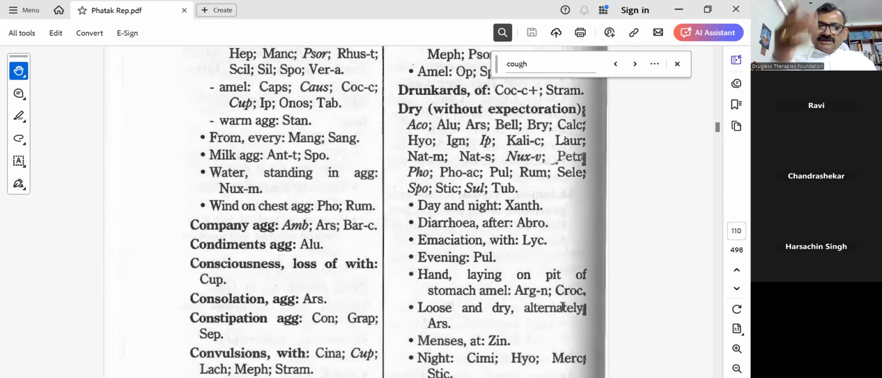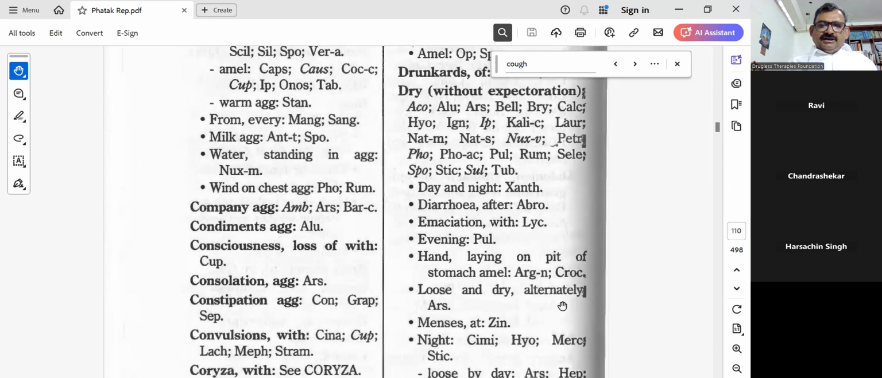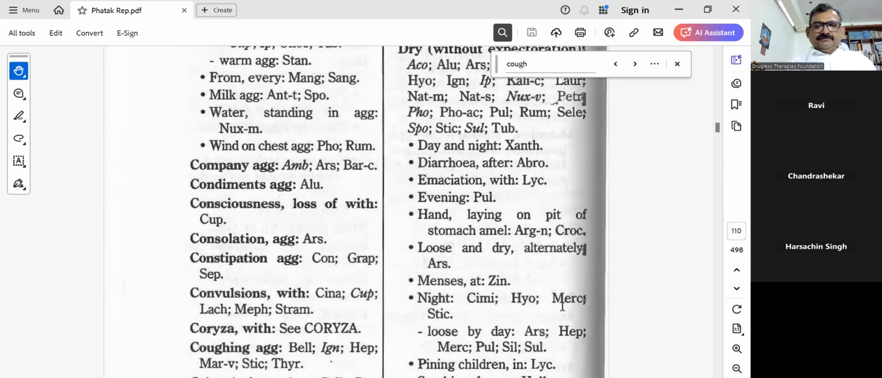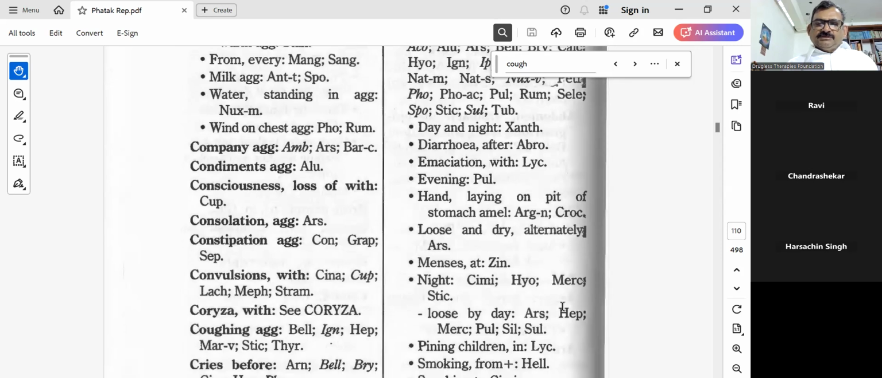In such cases, these remedies are there, and along with the other symptoms all mentioned in this list, we can think about dry day and night, diarrhea after Abrotanum, emaciation, means someone is going weak and weak and weak, and they don't have any phlegm to cough, and they are only coughing. That time Lycopodium. Lycopodium's main symptom is, if they take a little bit of food, they feel it is enough. Stomach is full, they say. They are the keynote symptoms.